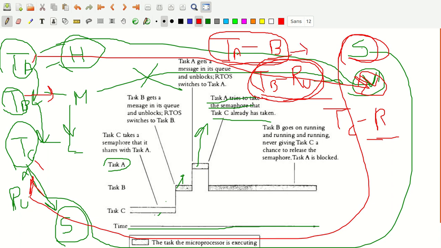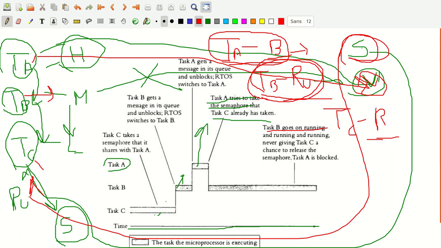Now the RTOS, sorry, the scheduler, sees which tasks can be put in the running state. Since task A is blocked, it wants access to the variable whose semaphore is held by task C. Among task B and task C, who has high priority? Task B definitely has high priority, so task B starts getting executed. The scheduler puts task B in the running state and the RTOS starts executing it. Task B keeps on running and never gives task C a chance to release the semaphore.